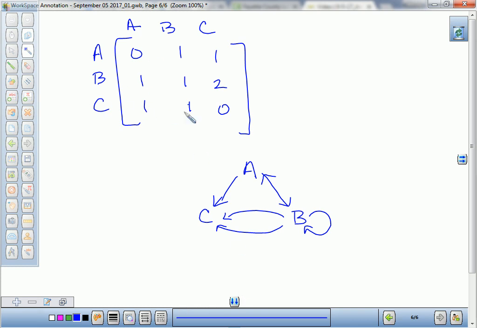So C goes to A. Can I just put that? Yes. C goes to B once. I could put one arrow with a double. And then C doesn't go to C. This is kind of weird, but I kind of like it. Okay, so that's what our practice is today.